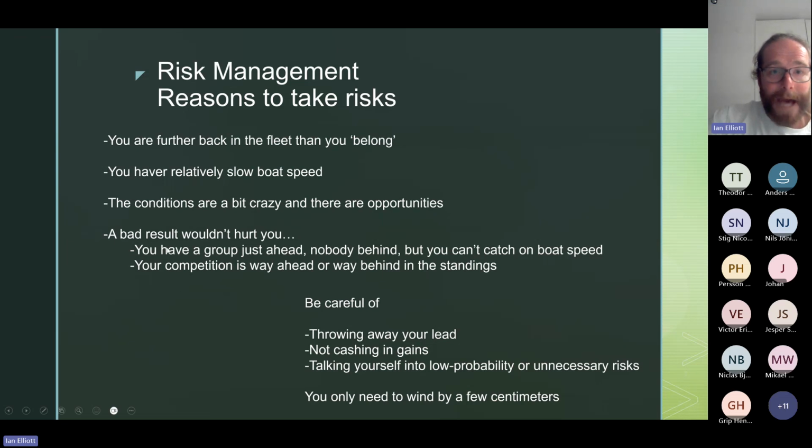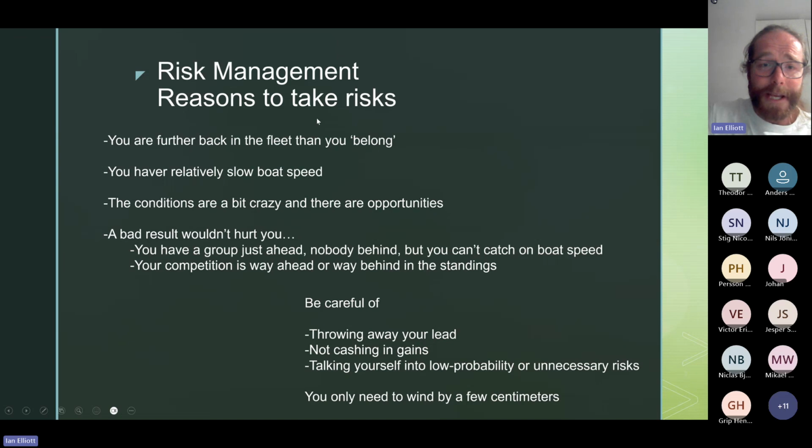Another situation where a bad result doesn't hurt you, if towards the end of a regatta, you might have made a mental note that there's only a couple people that you could potentially pass, or who could potentially pass you. We talked about that earlier in the presentation. Who is your fleet? If the competition is way ahead or way behind in the standings, then the boats around you aren't important. You could take bigger risks to try to affect the overall standings instead of just get a couple points that don't make a difference.